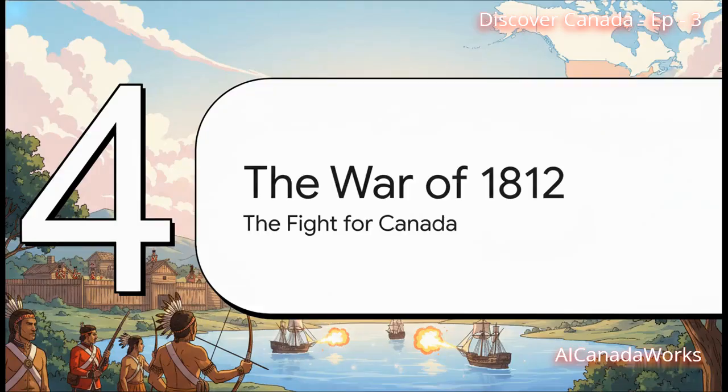As all these new communities were settling in, they soon found themselves forced to defend their new home. This brings us to Section 4, the War of 1812, the fight for Canada. The United States was really frustrated with British interference in their shipping, and they actually believed that conquering Canada would be an easy win.